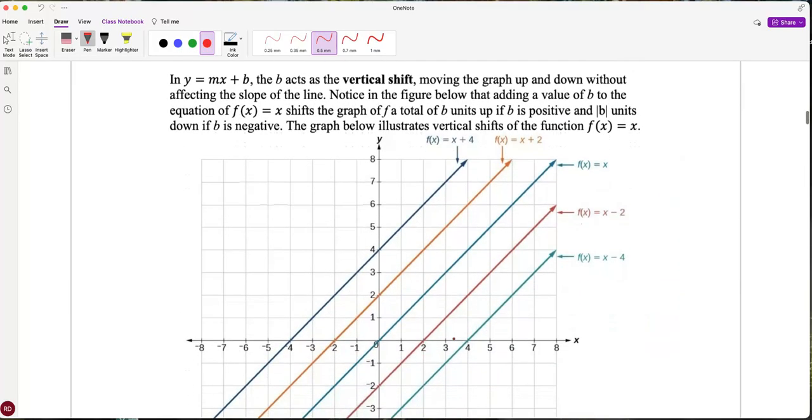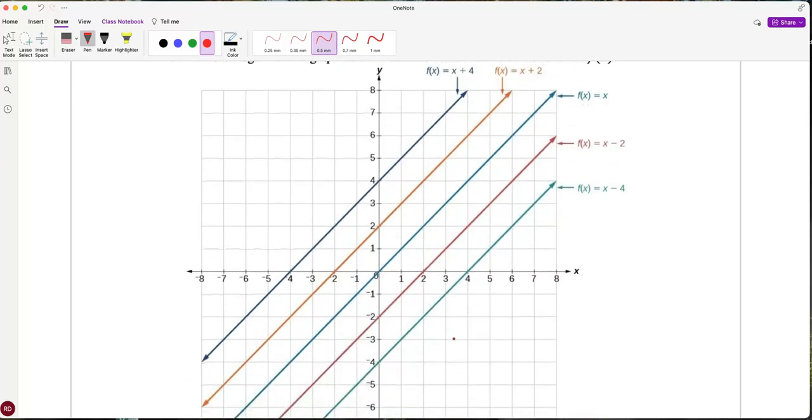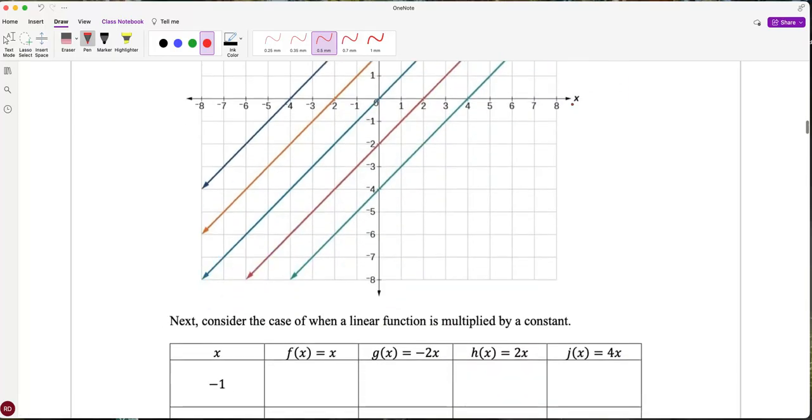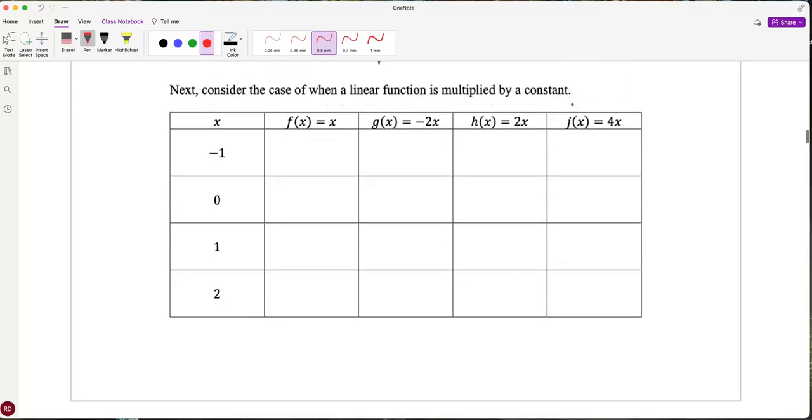Okay, so the vertical shift is a little bit more straightforward. So in y equals mx plus b, b is the vertical shift. It moves the graph up and down without affecting the slope of the line. Okay, so if we look at this, I have this one in the middle. This is f of x equals x. Well, if you go up 2, that's f of x equals x plus 2. Go up 4, f of x equals x plus 4, and so forth. So the number on the end, which is the y-intercept, moves the graph up and down.